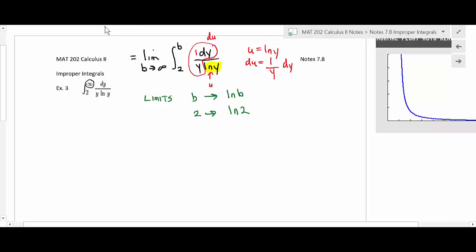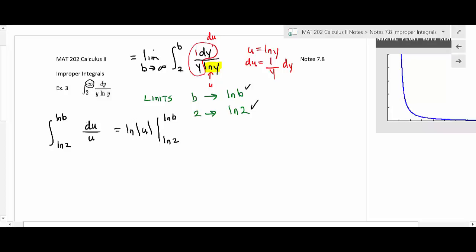All right, so let's see what we've got going on here. Forget the limit for now. Let's just look at, instead of 2 to b, we're going from ln of 2 to ln of b like that. Now our integral's a real nice one. That is just du over u. So what's the value of that integral? 1 over u is what? Natural logarithm, right? So you have the natural logarithm of the absolute value of u, don't forget that, and then we're going to integrate from ln of 2 to ln of b like that.